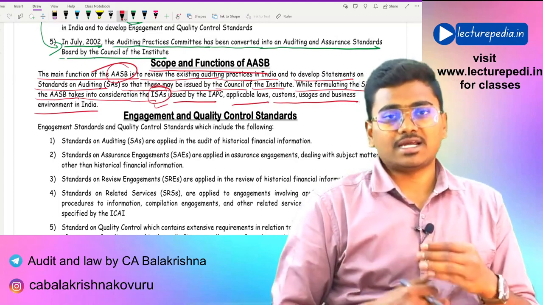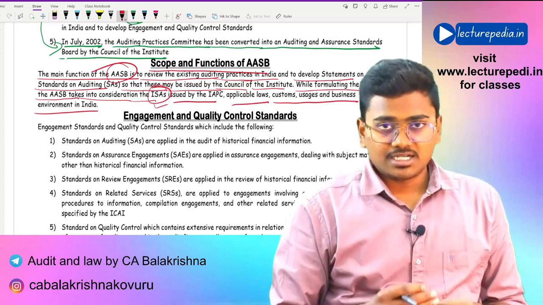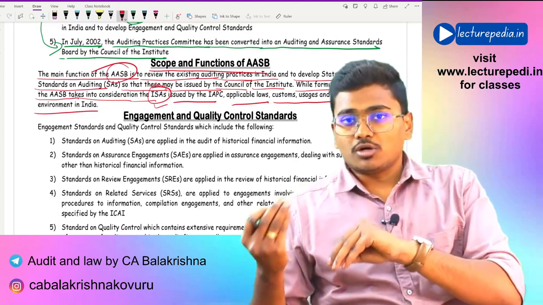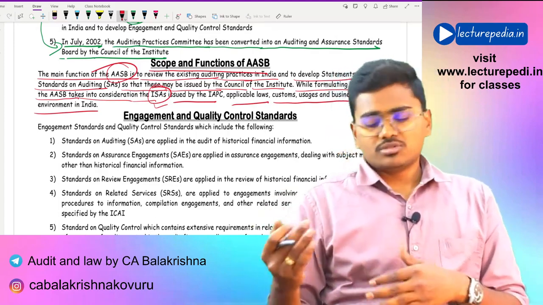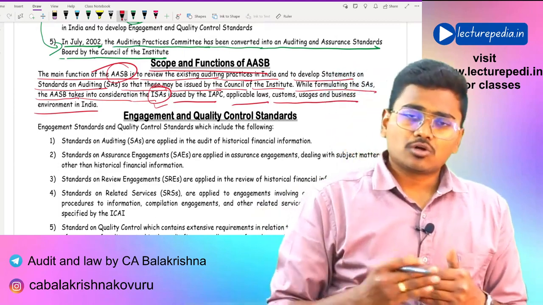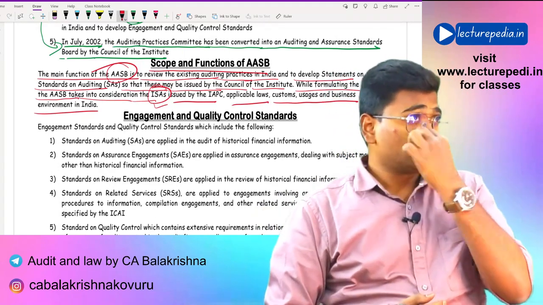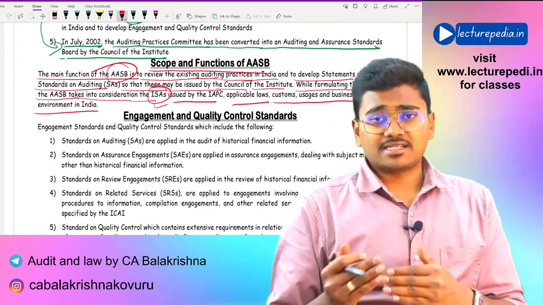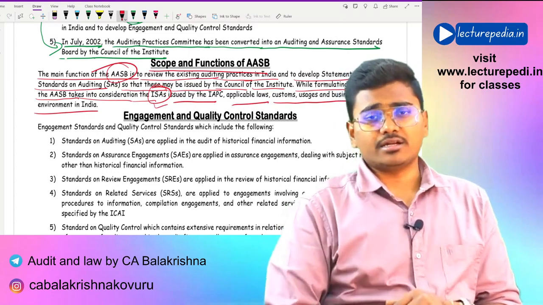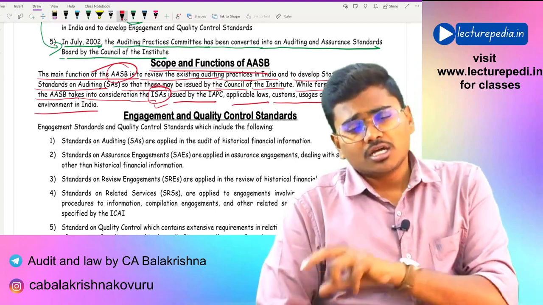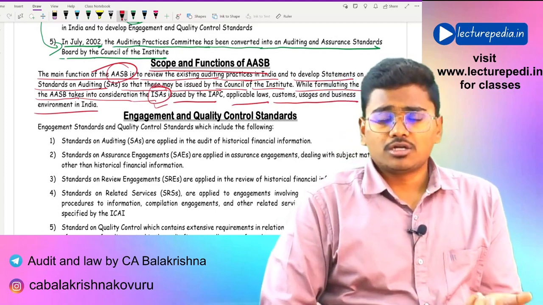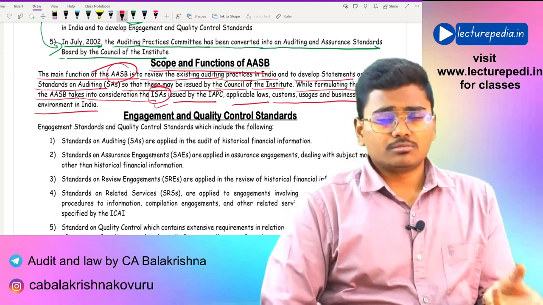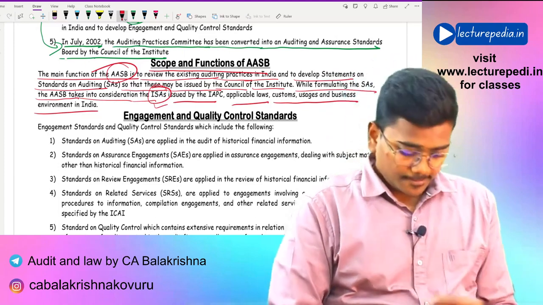Once it prepares a standard on auditing, it will send this standard to the council of the ICAI. The council will verify whether there are any queries or suggestions related to that standard. If there are none, the council will issue the standard. In case there are any modifications, the council will ask the AASB to make such modifications.